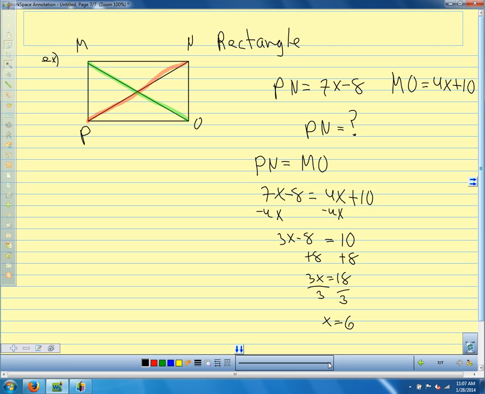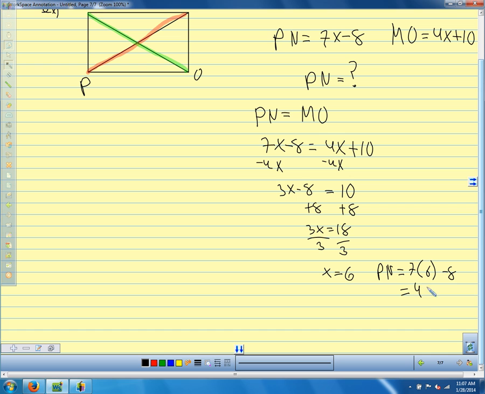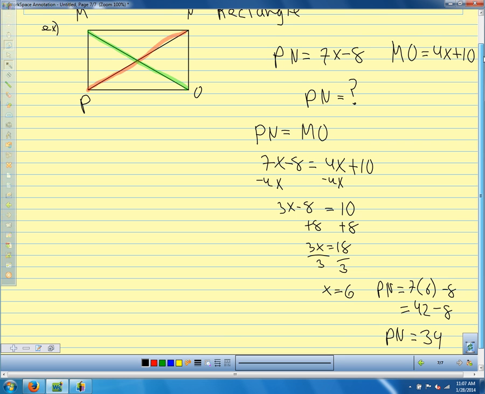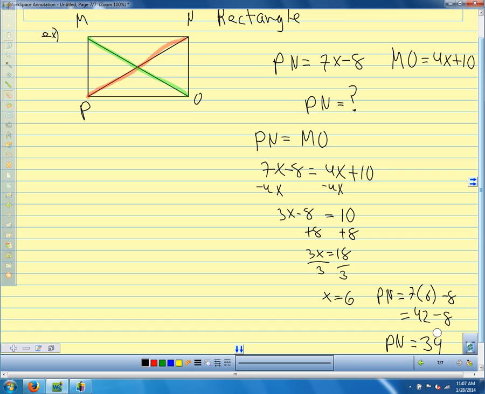And we're done, right? No? The problem asks us to find PN. So PN equals 7 times 6 minus 8, which is 42 minus 8. So PN turns out to be 34. And if PN is 34, what is MO? Also has to be 34. They're both the same. They're both diagonals. The diagonals of our rectangle are congruent.